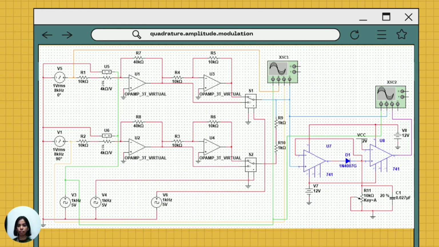The op-amp and the voltage-controlled SPDT were used to add the two carrier signals, which results in the QAM-modulated signal, while the QAM demodulator circuit uses a 741 op-amp and a potentiometer with 20% rating to obtain the demodulated signal.